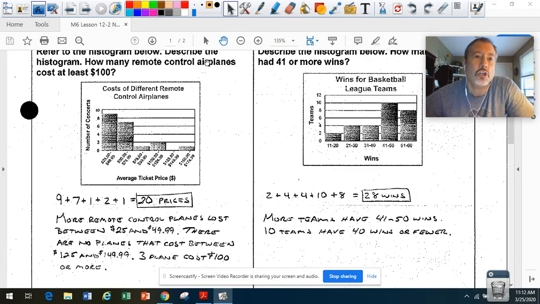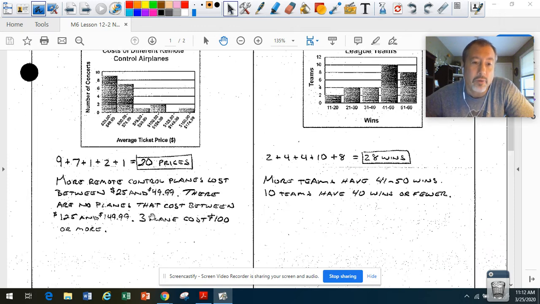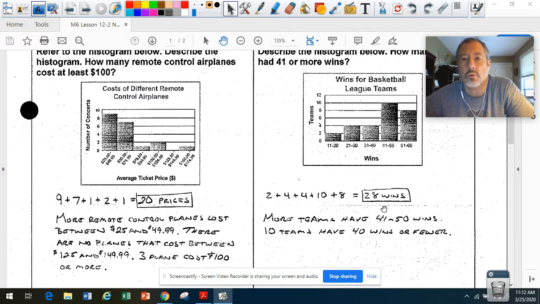How many remote control airplanes cost at least $100? So this would be from $100 or more. So as you see, we have two here. We have one here. So there are three. There are three planes that cost $100 or more. Very good. Let's take a look at this next one here.